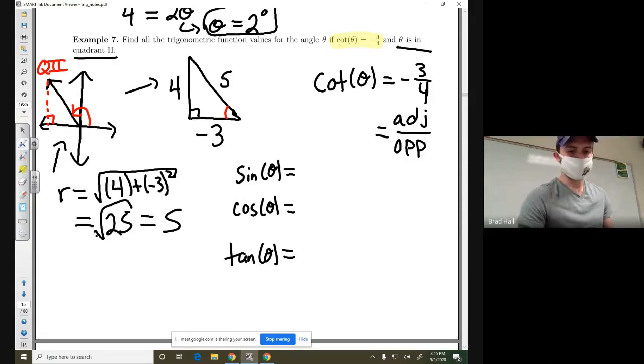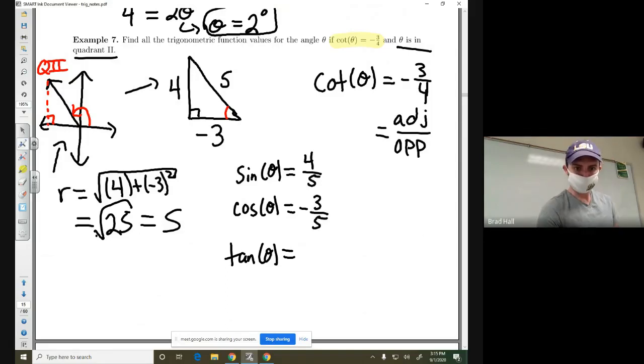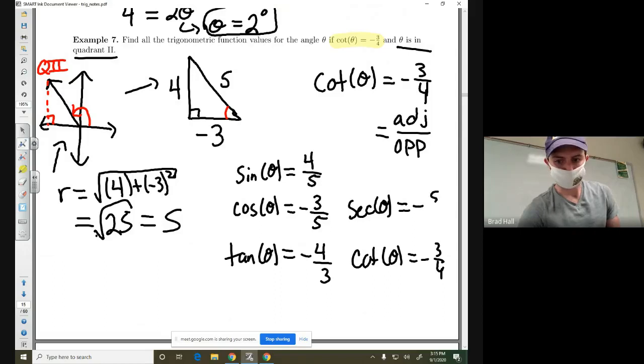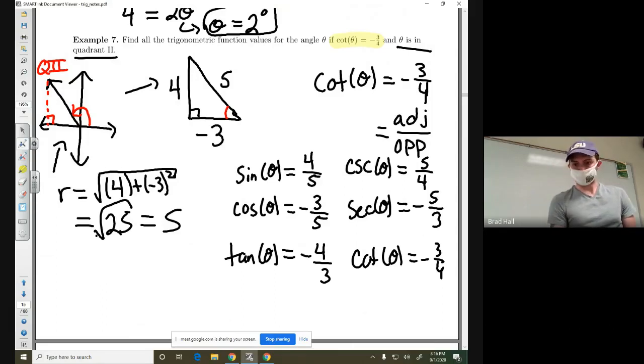So sine is opposite over hypotenuse, which is 4 over 5. Cosine is, of course, adjacent over hypotenuse. Tangent, well, we already know what cotangent is, so we could figure out tangent either way. We already knew cotangent. Secant's really easy to figure out because we know cosine. And then cosecant is 5 over 4.